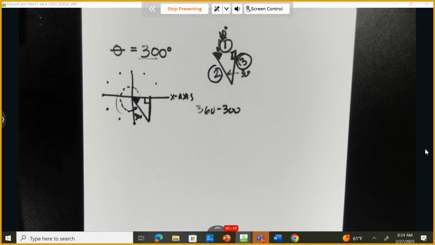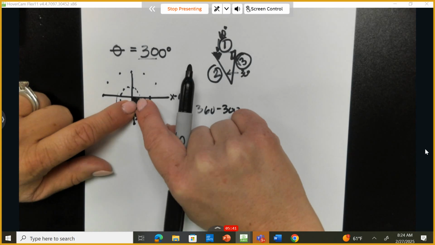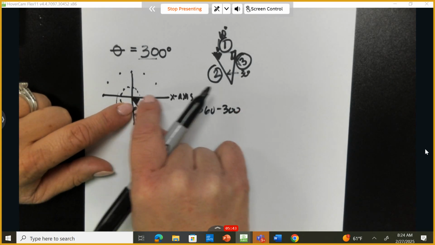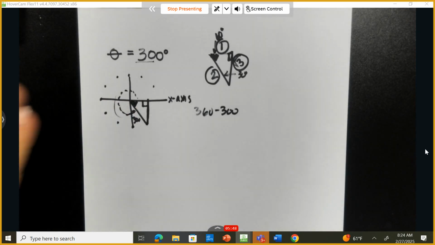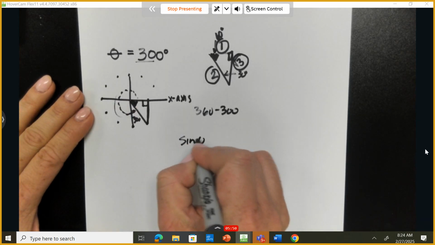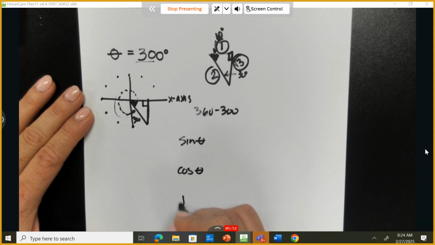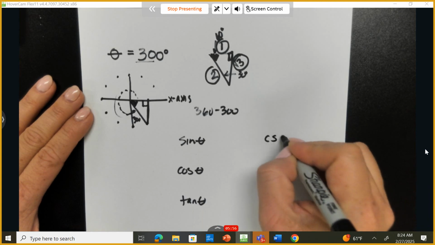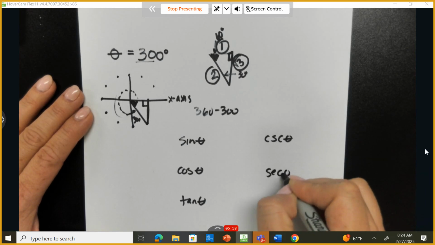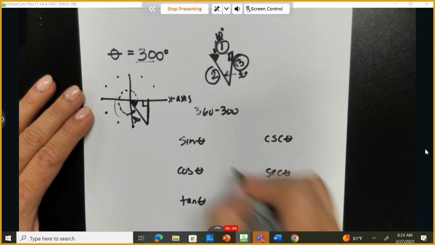The angle we're going to evaluate is always the interior angle, and part of the line is always going to be the x-axis, never the y-axis, always the x-axis. So let's write this down. Sine, cosine, tangent, and now the secondary trig functions, cosecant, secant, and cotangent.